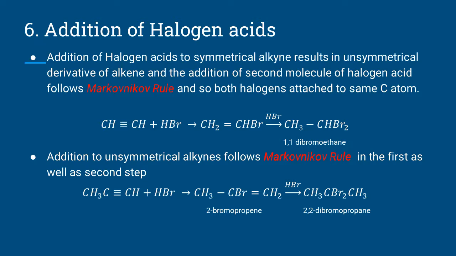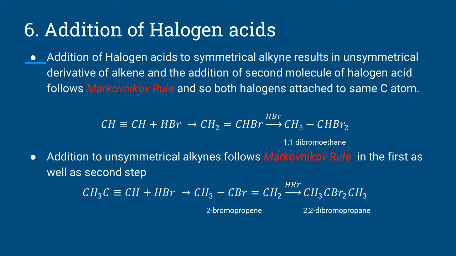If this is the case with the symmetrical alkyne, what about unsymmetrical alkynes? The unsymmetrical alkynes follow Markovnikov rule even from the first step. That is, CH3C≡CH, that is propyne, adds to HBr. Now H plus Br minus. Here carbon 1 has one hydrogen, carbon 2 has no hydrogen and carbon 3 has 3 hydrogen. So the Br minus will go to the carbon atom with least number of hydrogen atoms, that is to carbon 2. So you get 2-bromopropene.